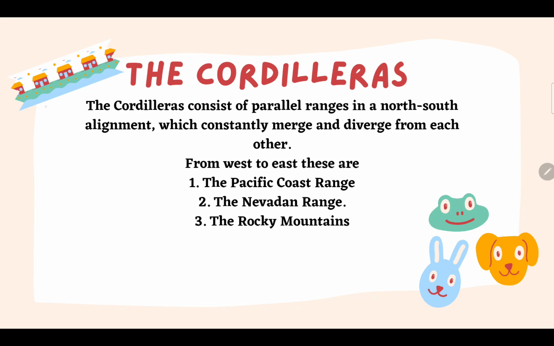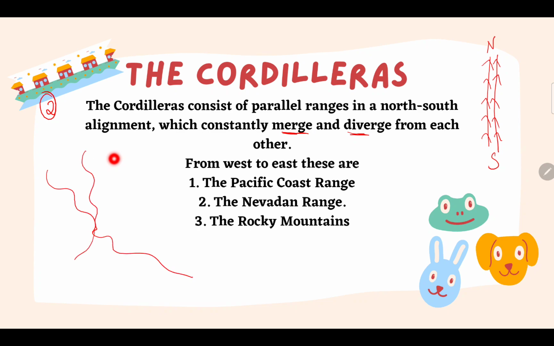Moving forward, the second point. The Cordilleras consist of parallel ranges in north-south alignment. Parallel means like this: there are many ranges running north to south, which constantly merge and diverge. Merging means they come together like this, and again they go apart like this.